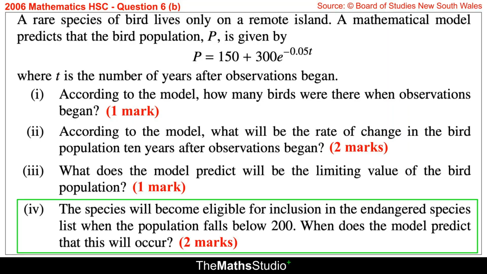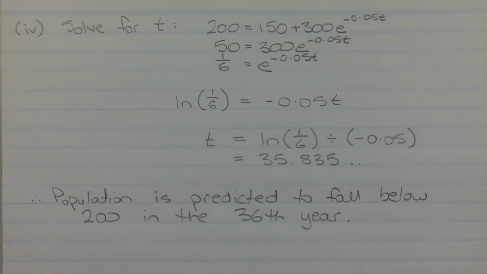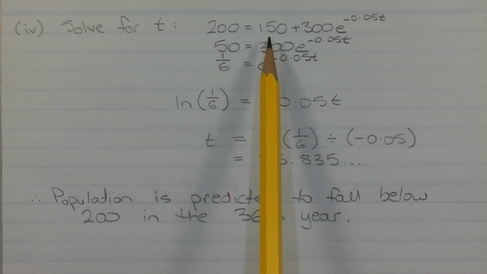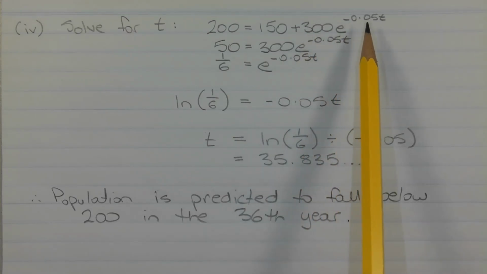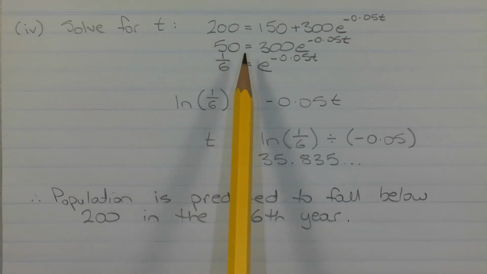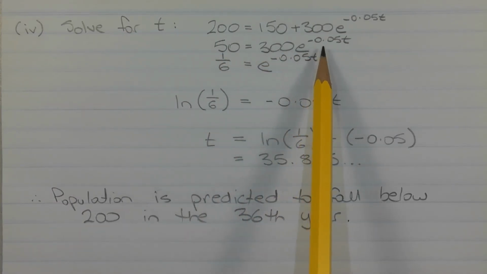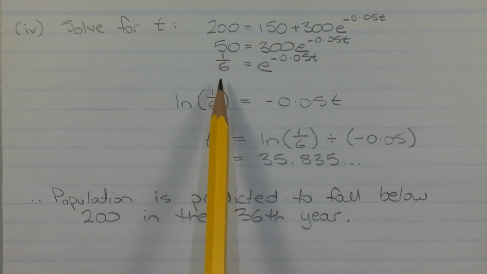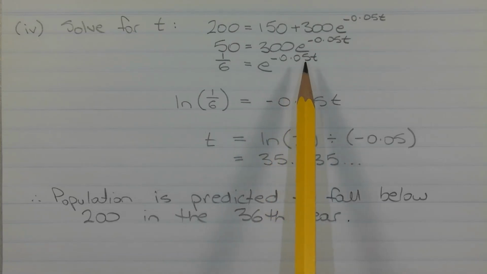Part 4. The species will become eligible for inclusion in the endangered species list when the population falls below 200. When does the model predict that this will occur? Letting the population P equal 200, solve for t the equation 200 equals 150 plus 300 times e to the power of negative 0.05t. Subtracting 150 from both sides of the equation, we get 50 is equal to 300 times e to the power of negative 0.05t. Dividing both sides of the equation by 300, we get 1 over 6 equals e to the power of negative 0.05t.